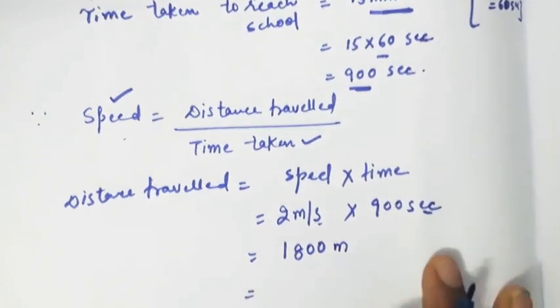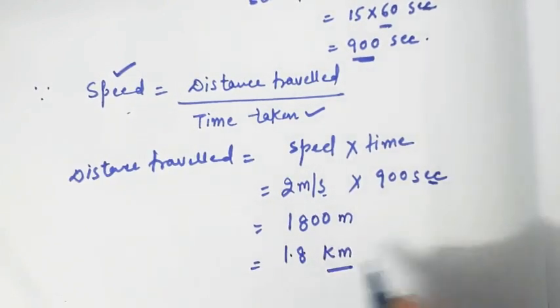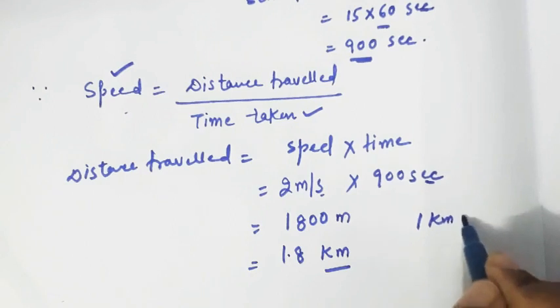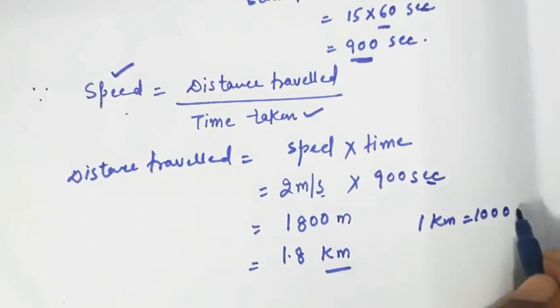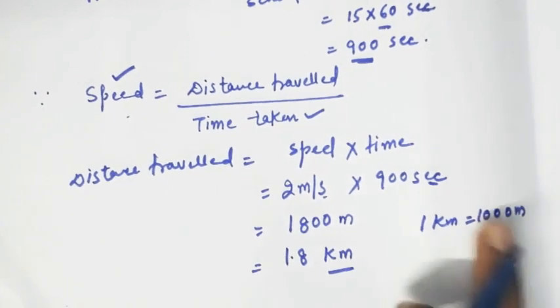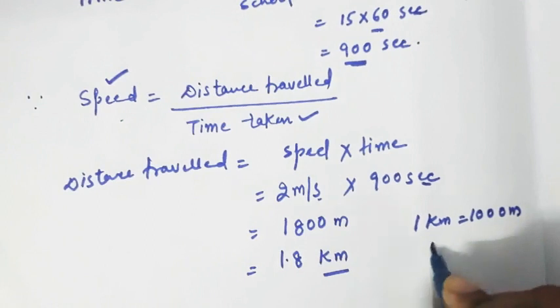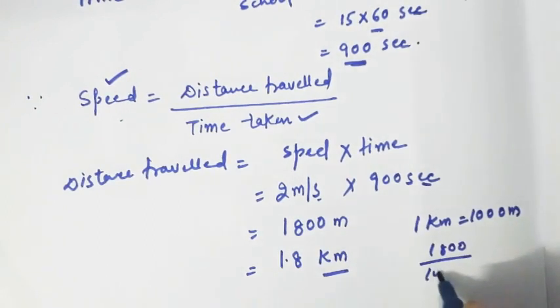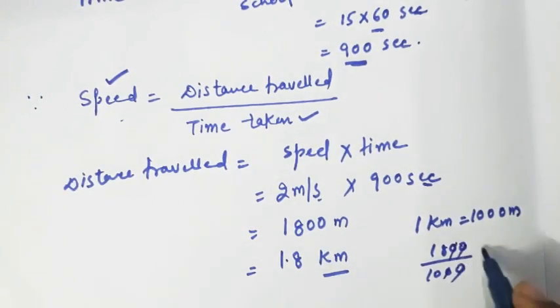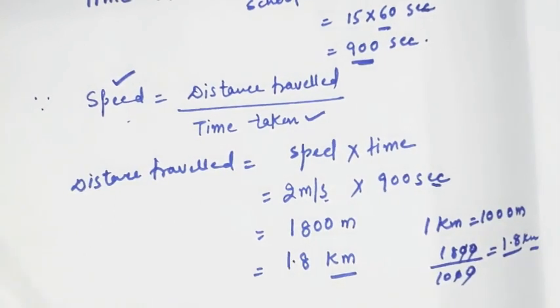We can write it also as 1.8 kilometer, because we know that 1 kilometer is equal to 1000 meter. So 1800 meter can be converted into kilometer by just dividing with 1000. See, I have done that. 1.8 kilometer I was able to get.